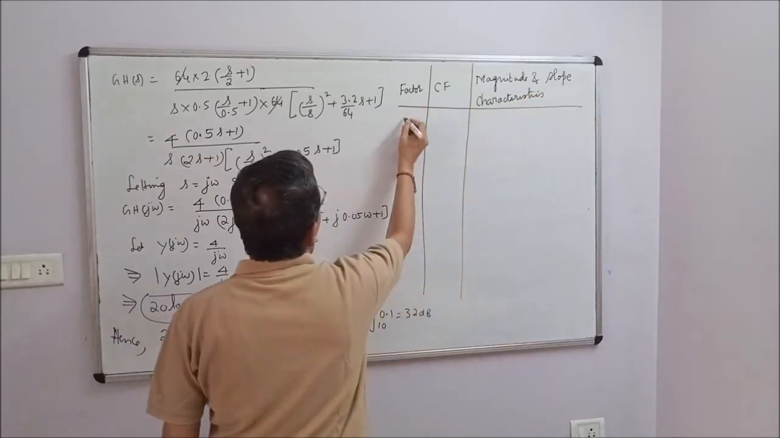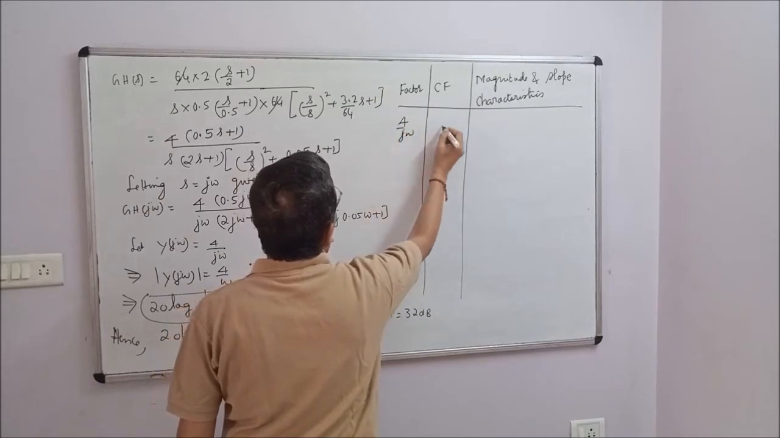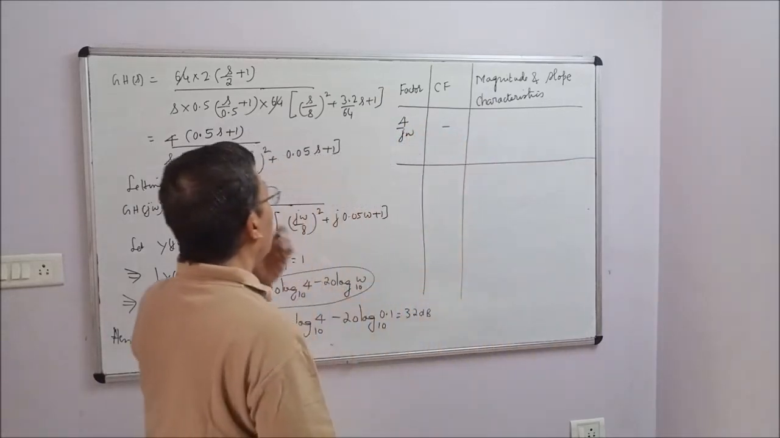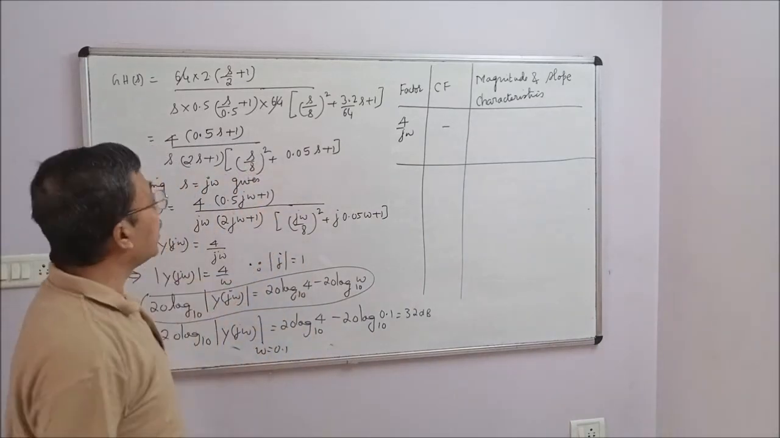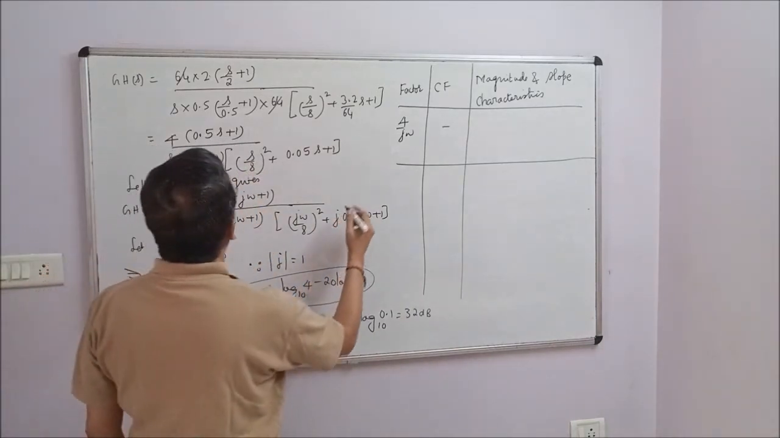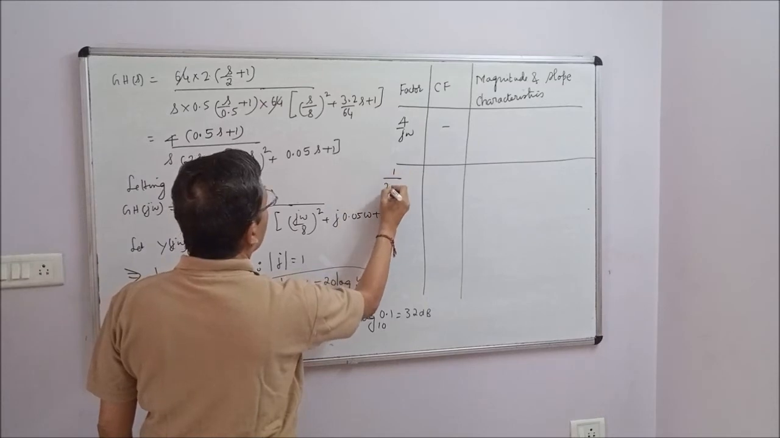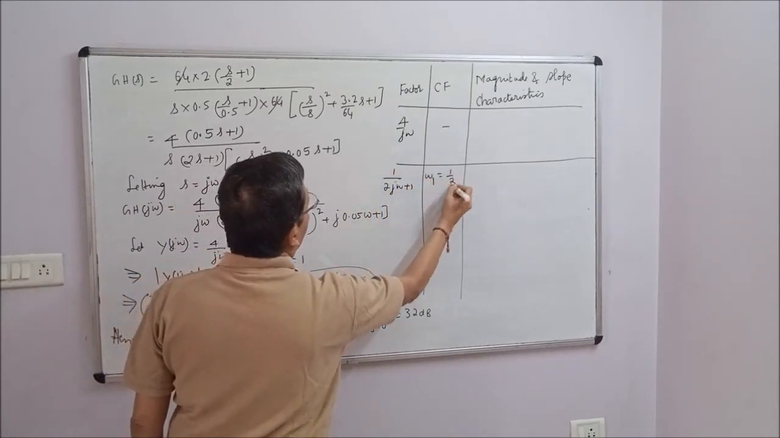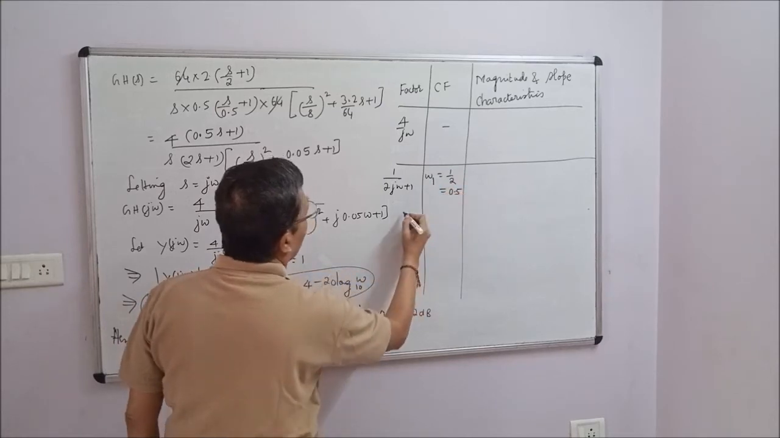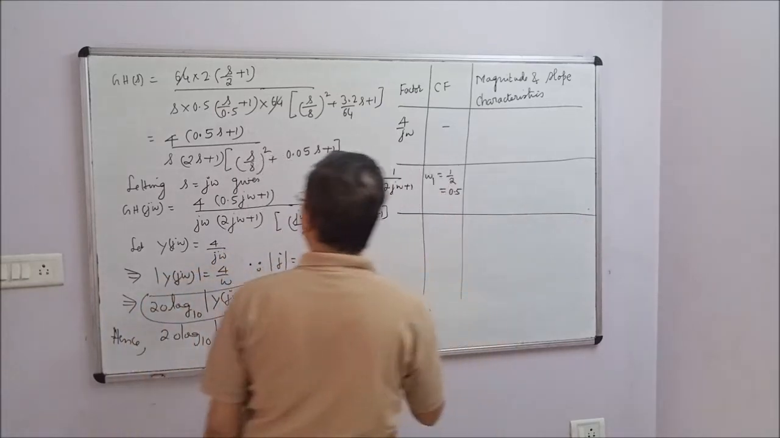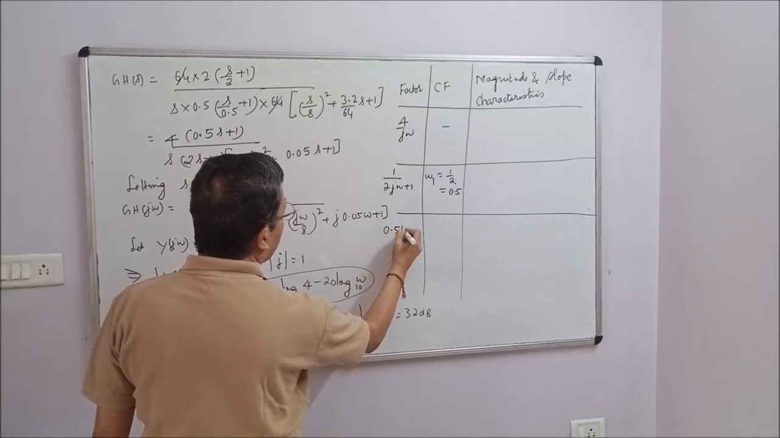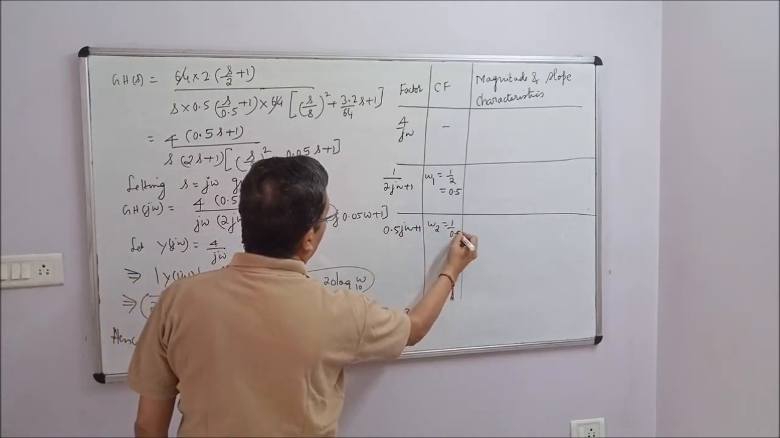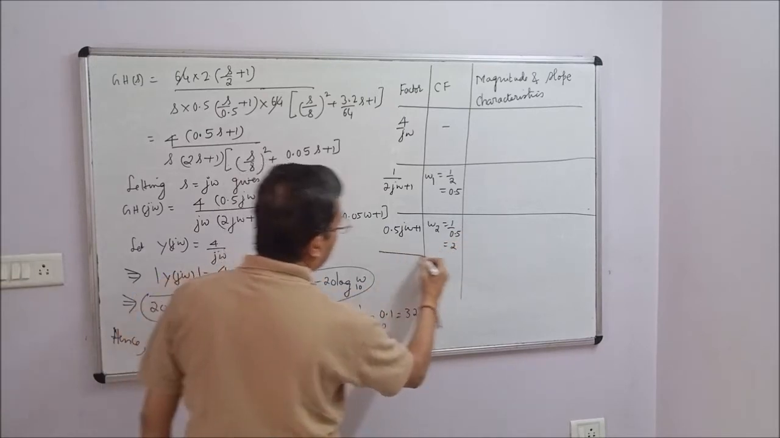The first factor is 4 by j omega, no corner frequency. Corner frequency will come only for factors that are 1 plus something. Next factor is 1 over 2 j omega plus 1. Omega 1 is equal to 1 by 2 is equal to 0.5. Next factor is 0.5 j omega plus 1. Omega 2 is equal to 1 over 0.5 is equal to 2.